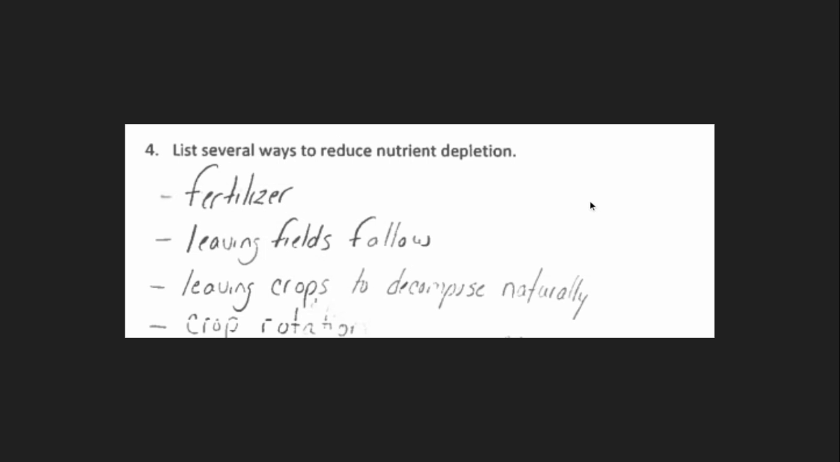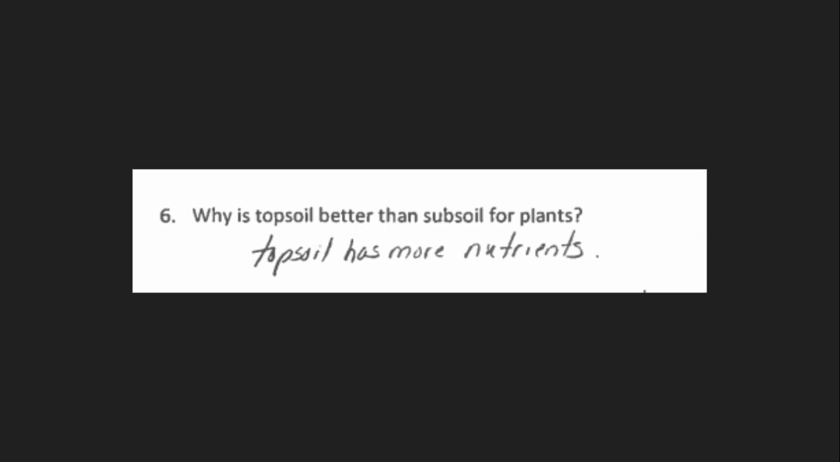List several ways to reduce nutrient depletion. So fertilizer, leaving fields fallow, leaving crops to decompose naturally, and crop rotation. So these 4 things help to combat nutrient depletion. Land uses that expose soil can lead to erosion. So erosion is when soil gets exposed. Why is topsoil better than subsoil for plants? Topsoil has more nutrients.